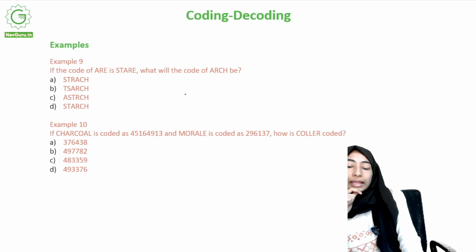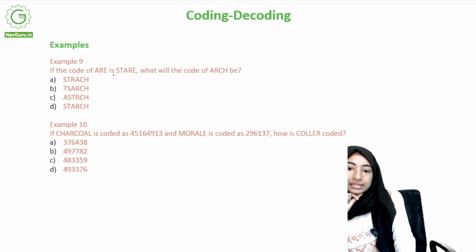Moving on. If the code of R is stair, what will the code of arc be? Okay. Let me just write it.